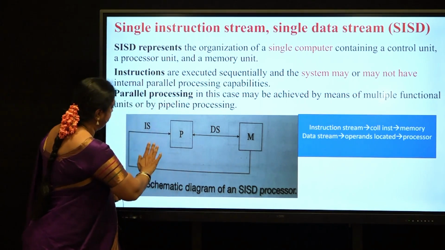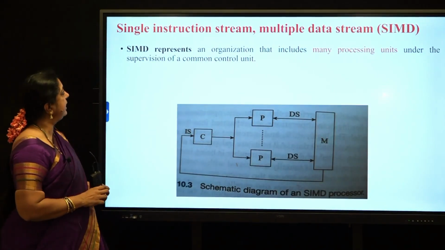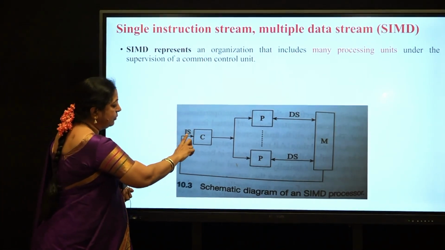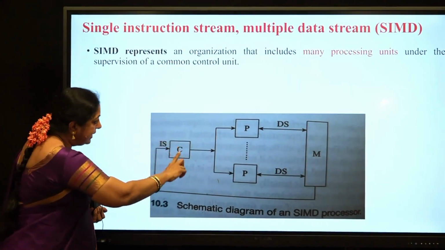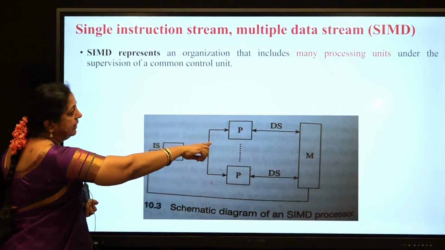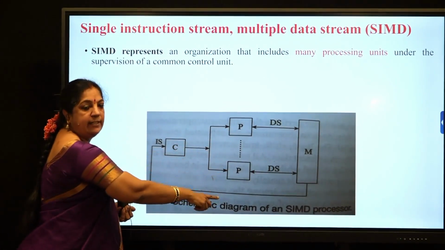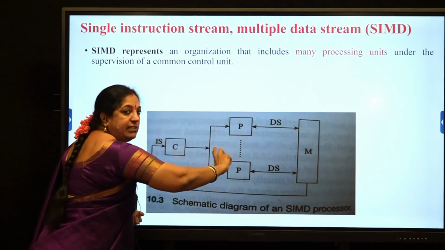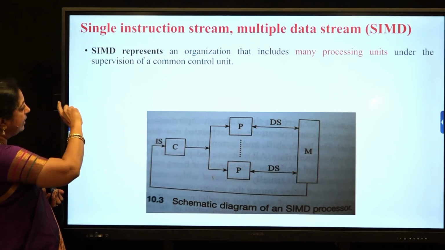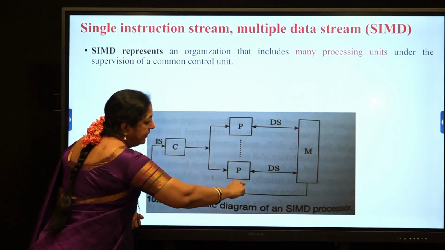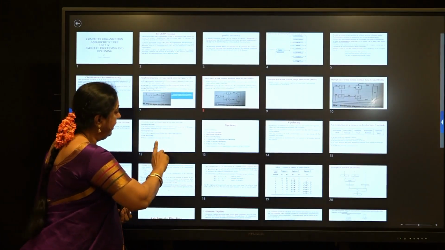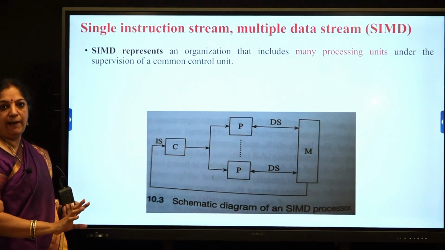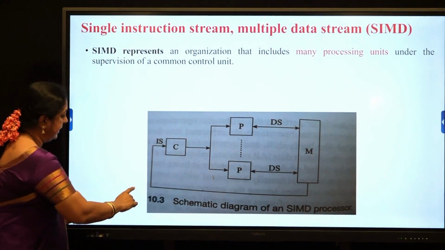Second, single instruction stream, multiple data streams. As I told you, single instruction stream means only one instruction is given. This instruction is split, and the system includes multiple processing units. Each processing unit deals with multiple memory units, so it is dealing with the memory each and every time. So we have multiple data streams, but a single instruction stream.